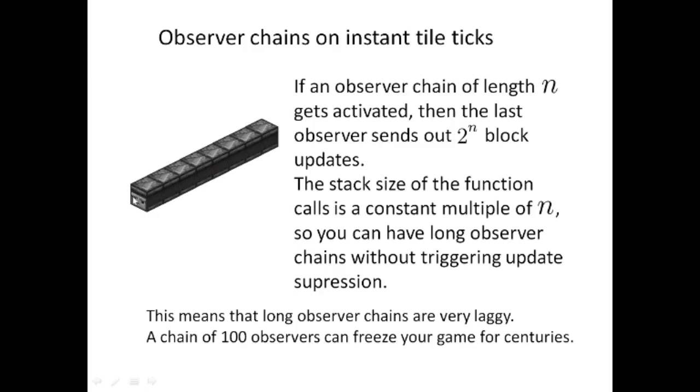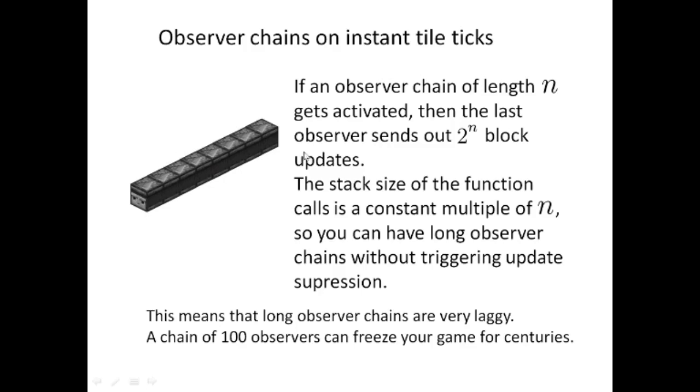If you make the observer chain one longer, then whenever the first observer gets updated, it will turn on and it will turn off. Both when it turns on and when it turns off, it triggers the entire rest of the observer chain. So each observer you add to the observer chain doubles the amount of lag which the observer chain creates.